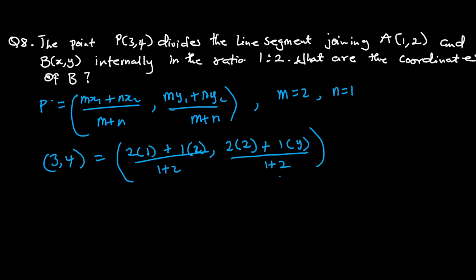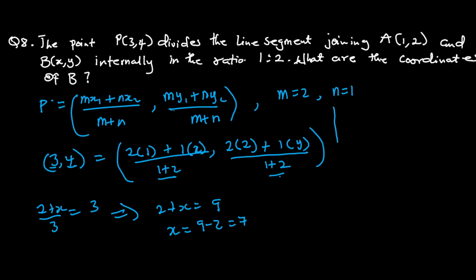Now if you are evaluating, this coordinate corresponds with the first coordinate here, and this point corresponds to this point here. So we'll have 2 brackets. If I'm evaluating everything, I'm going to have 2 times 1, which is giving me 2 plus our x. So we have 2 plus x all over 3 is equal to this 3, the first point. And then when I evaluate that, I'm going to have 2 plus x to be equal to 9. If I simplify, I'm going to have x to be equal to 9 minus 2. That is equal to 7.